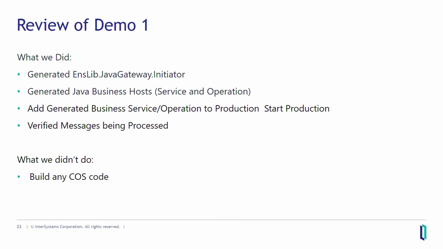So what we did, we generated the Java Gateway-Initiator. We generated the business host, both service and operation. We added those to the production. The production was already started for us, really. And we verified those messages are actually being processed. What we did not do is more important. We didn't have to drop into ObjectScript. We didn't have to do any customizations from the data platform side.